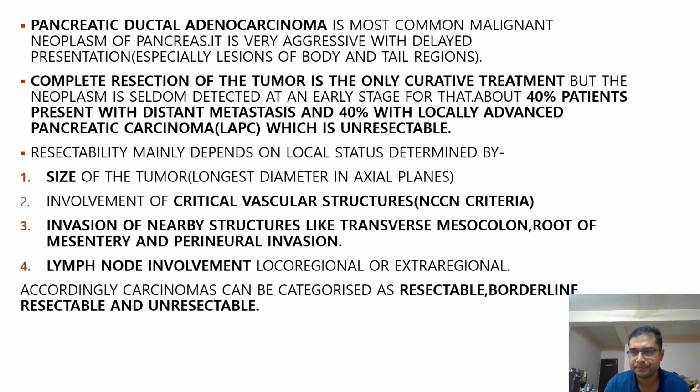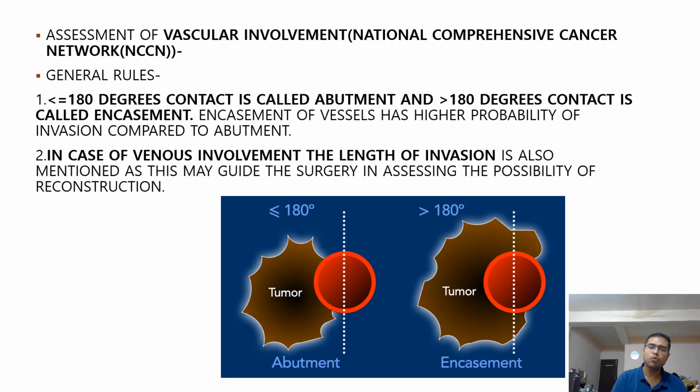Please remember it. So coming to the most important criteria for resectability, that is the vascular involvement, which is given by NCCN, that is National Comprehensive Cancer Network. We need to know certain general rules for vascular invasion. That is, what is abutment and what is encasement of a vessel.